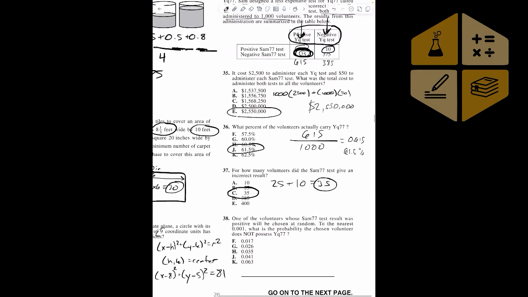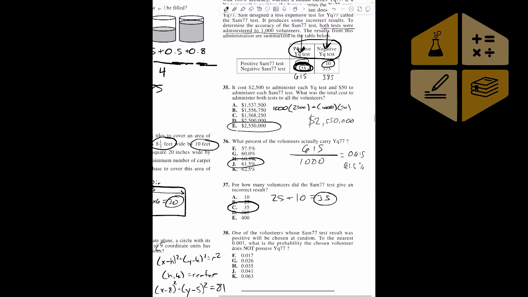35 people. 38. One of the volunteers whose SAM 77 test result was positive, I need to erase all this junk up here to let us see what we're working with. So one of the volunteers whose SAM 77 test result was positive, so that's these people, just going to kind of circle it, will be chosen at random. Okay, to the nearest 0.001, what is the probability the chosen volunteer does not possess YQ 77?